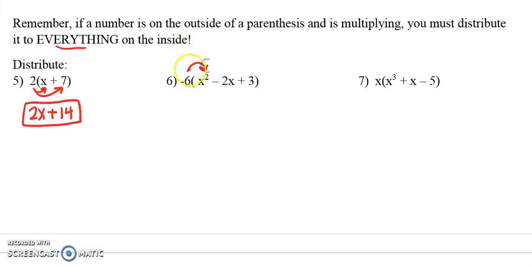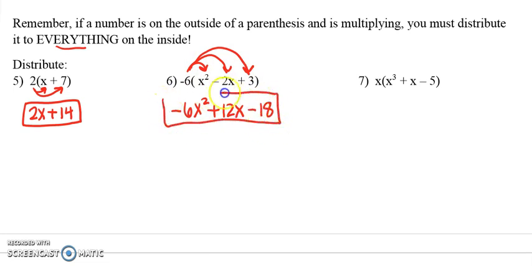Same thing here. There are 3 terms to mingle with, so those 3 terms are going to have to be multiplied. So negative 6x squared, and then watch out, negative 6 times negative 2, positive 12x. Notice that we're just bringing that letter down with it. Negative 6 times x squared is just negative 6x squared. Let's do this last one. Negative 6 times positive 3 is negative 18. Do you see any like terms here? Nope, because there are none.